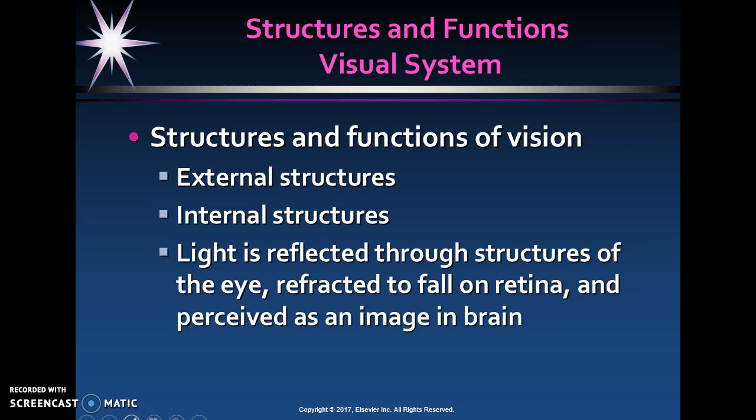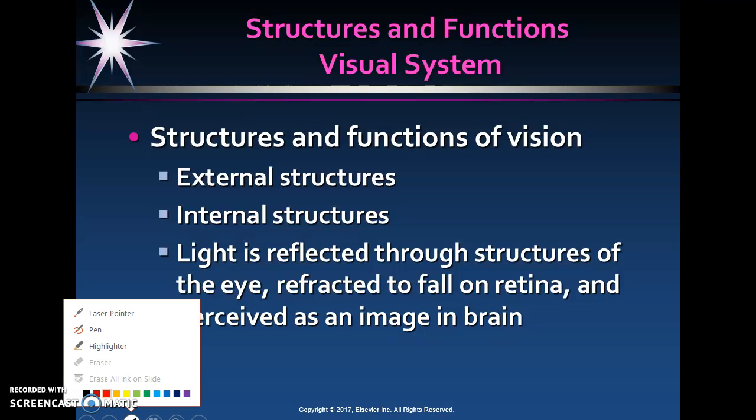Light reflected from an object in the field of vision passes through the lens and other transparent structures of the eye, and in so doing is refracted, which means bent, so that a clear image can fall on the retina. And then from the retina, the visual image travels through the visual pathway to the occipital cortex, and they are translated as an image.